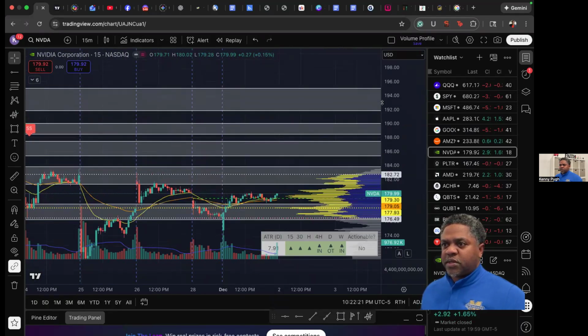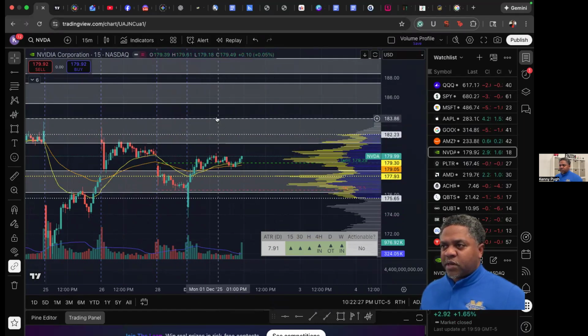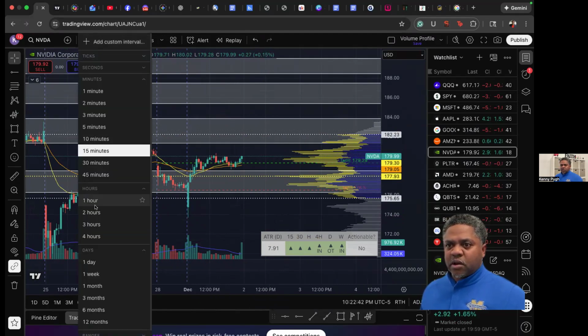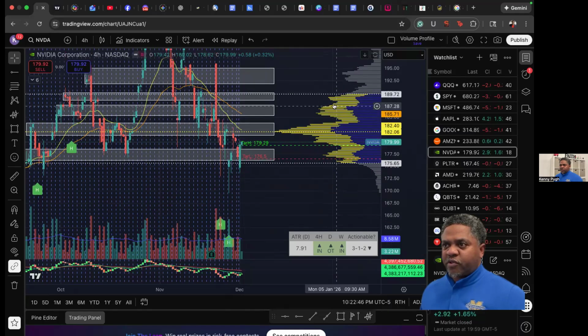So if we zoom into the 15-minute, you can see that this zone right here is 181.33 up to 183.86. This one is from 178.46 down to 176.23. So a couple of dollars there. We talk about if you're able to capture these moves, it gives you a pretty decent return if you capture the entire move. So that's why I like drawing these zones.